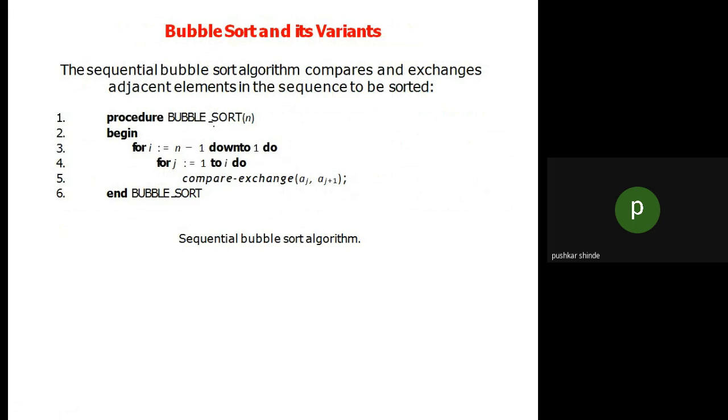Now the next part in the syllabus is bubble sort and its variants. The second topic in unit 5 is bubble sort and its variants. The sequential bubble sort algorithm compares and exchanges adjacent elements in the sequence to be sorted.